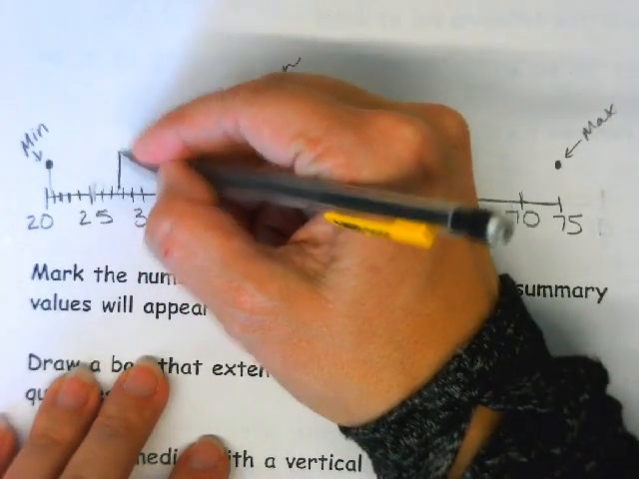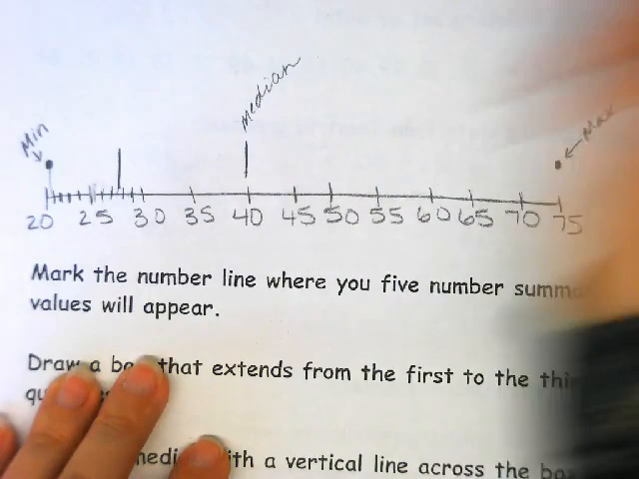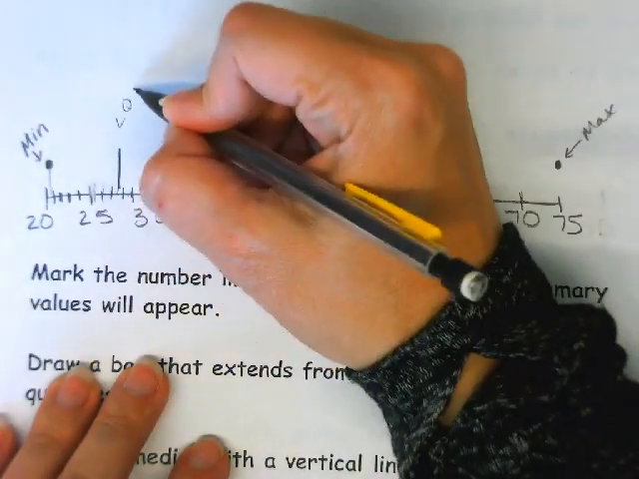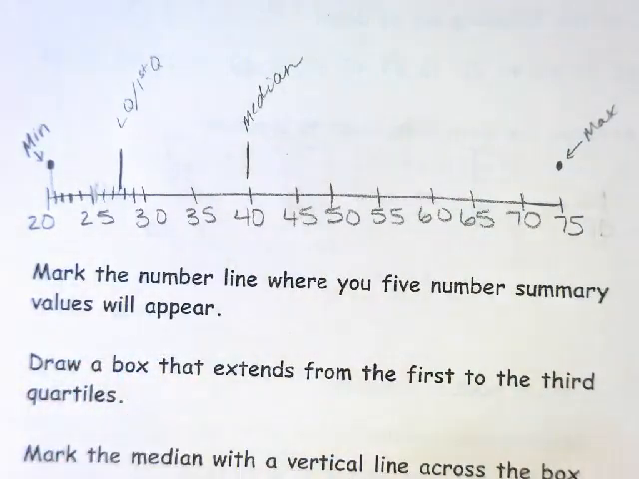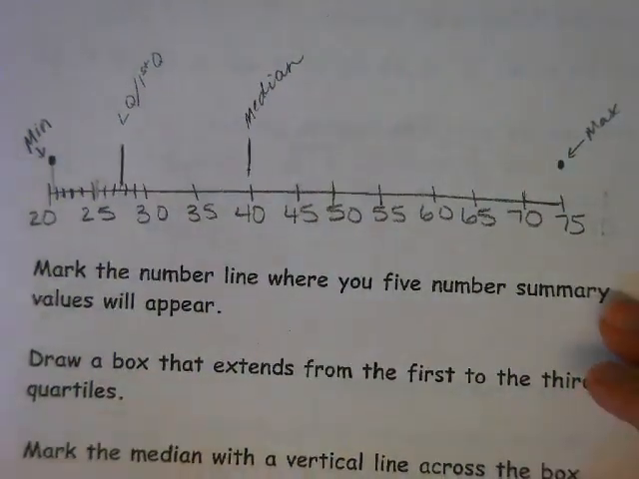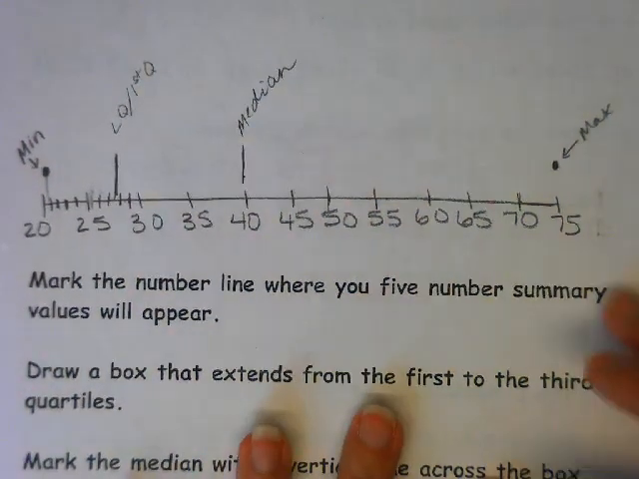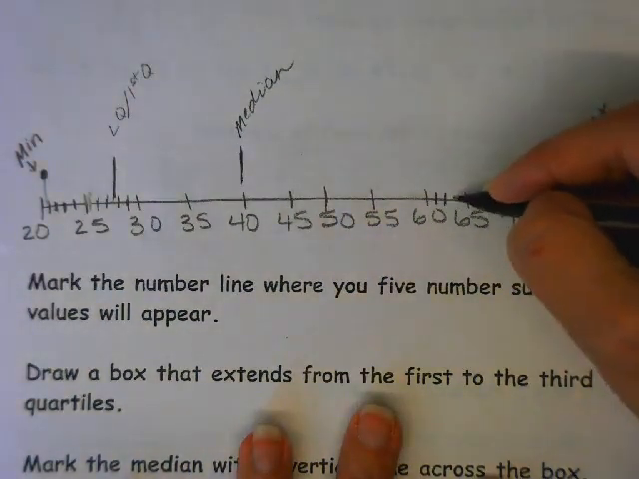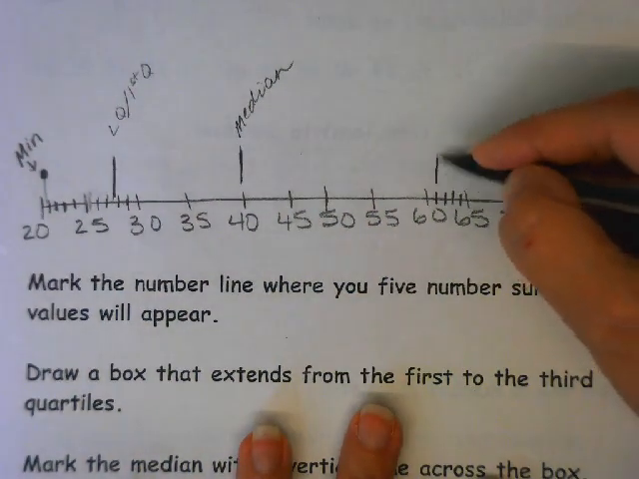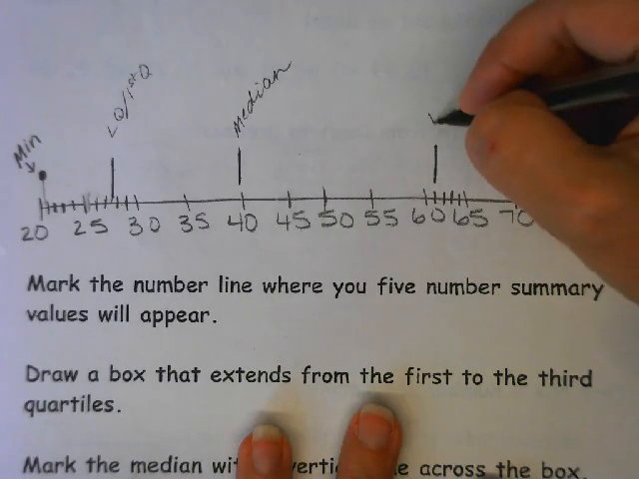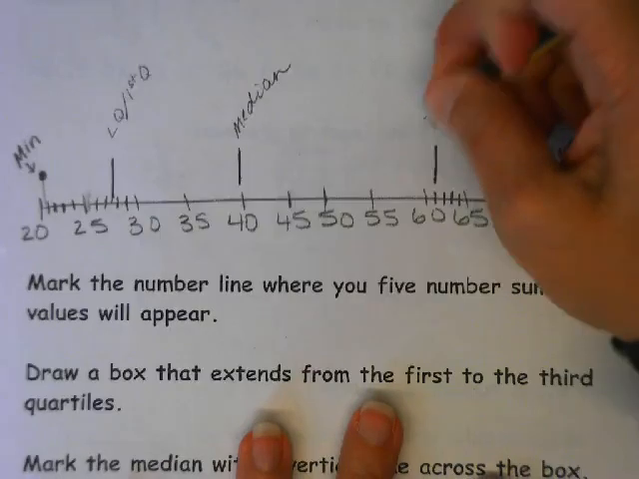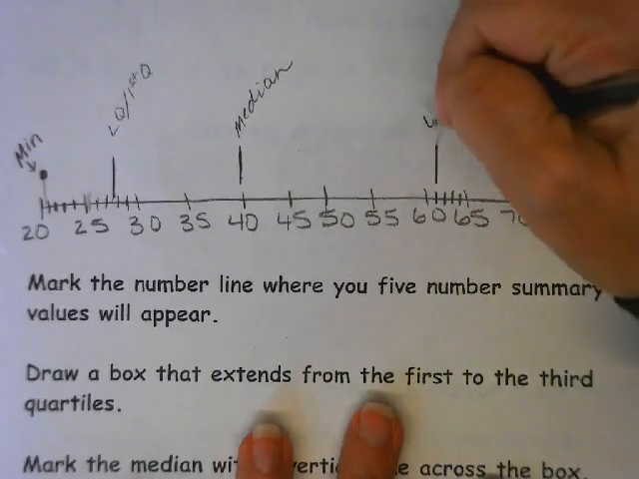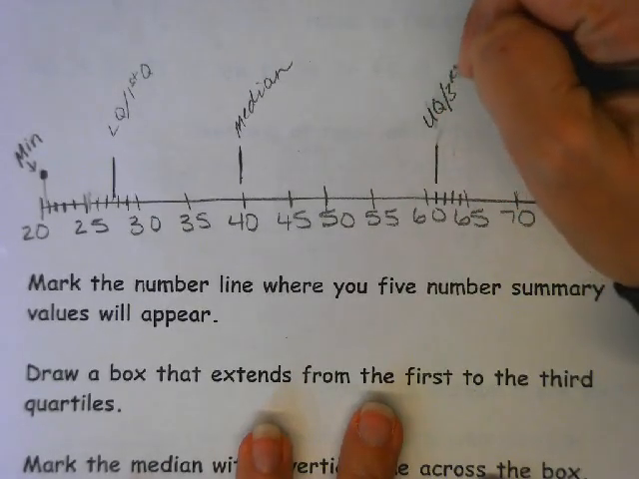I'm going to put a line there, right? This is our lower quartile or our first quartile. And then our third quartile was what? 61, right? So I can say 1, 2, 3, 4. So this is our third quartile, or excuse me, let me use the right letters. Upper quartile or our third quartile.